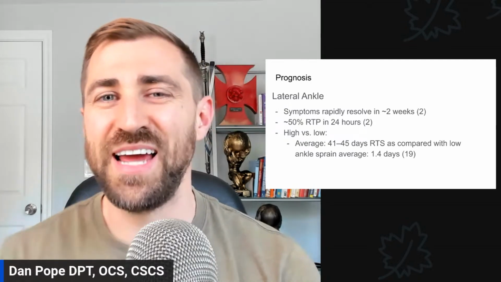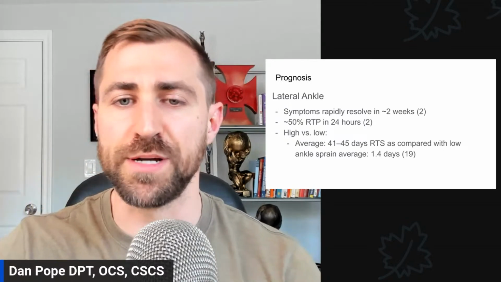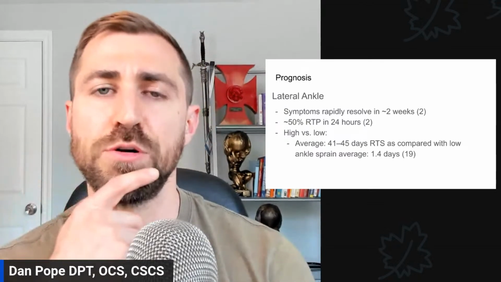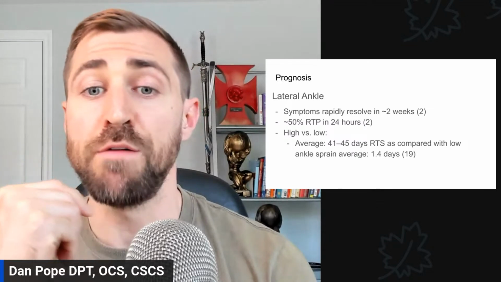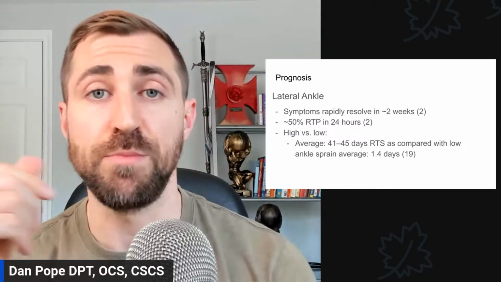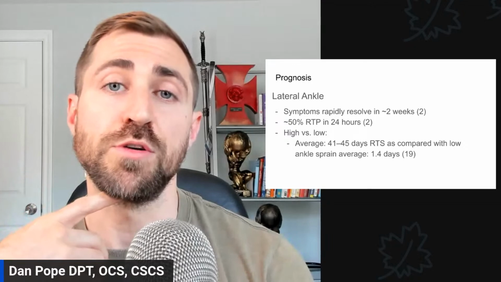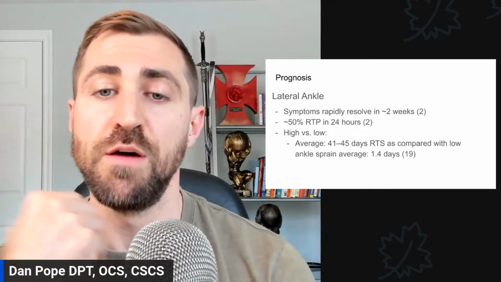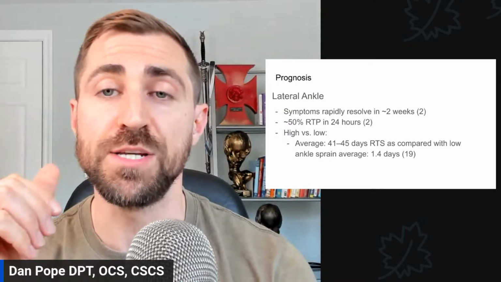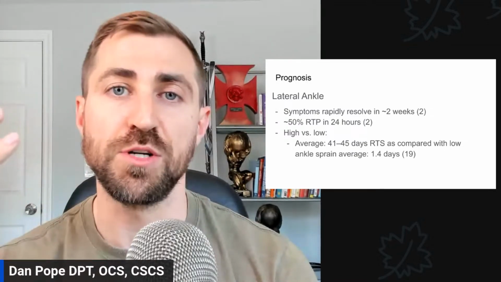Now, in terms of the high ankle sprain, I'm going to say this stat before I go to the next slide. The average return to sport time, and again, this really depends on the study, we'll get into the nitty-gritty of this, is around 40 to 45 days to return back to sport. So if you look at the return to sport of lateral ankle sprain, 1.4 days, to high ankle sprains, 41 to 45 days, very big difference in return to sport times.